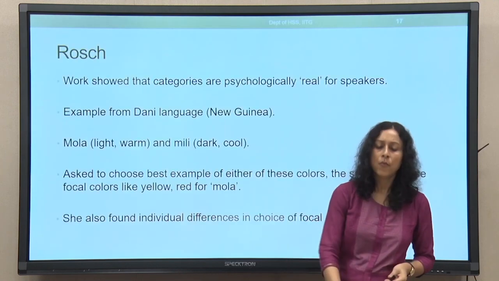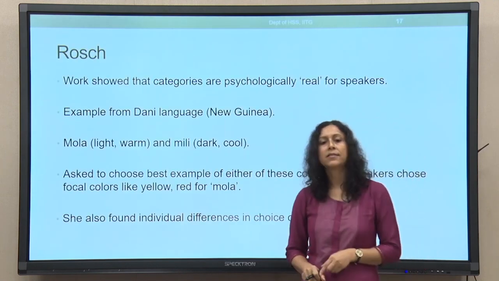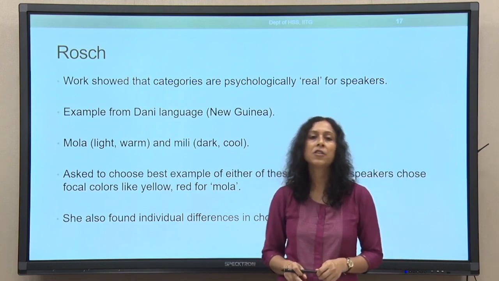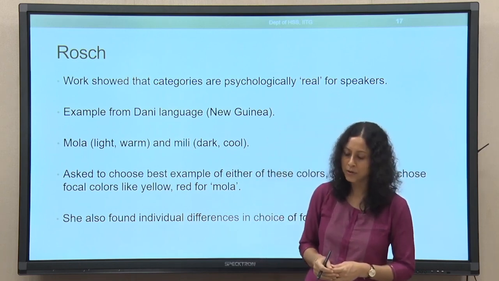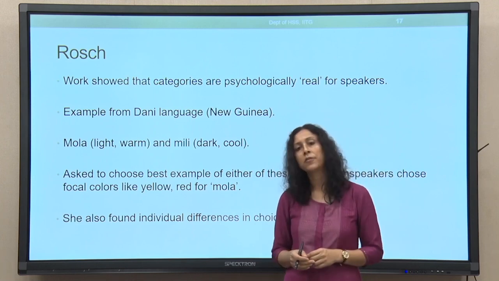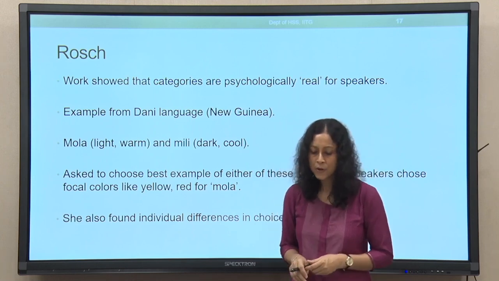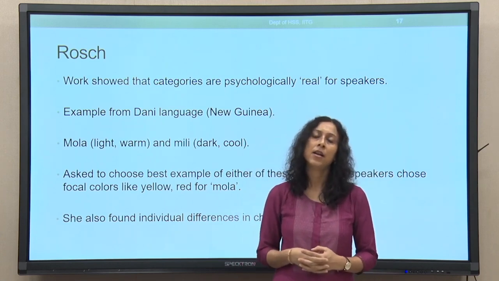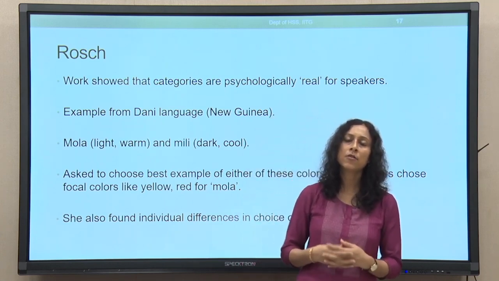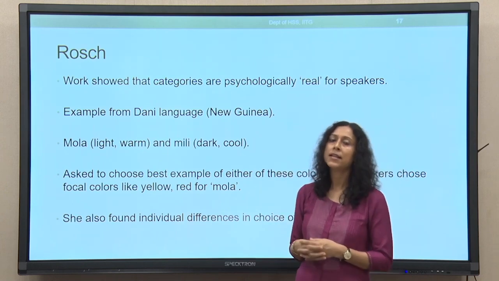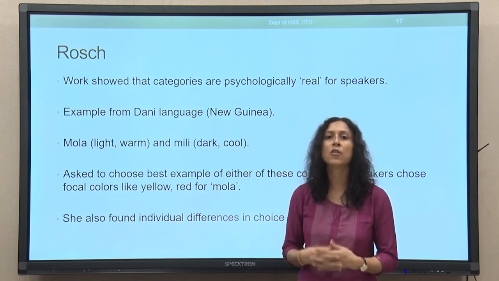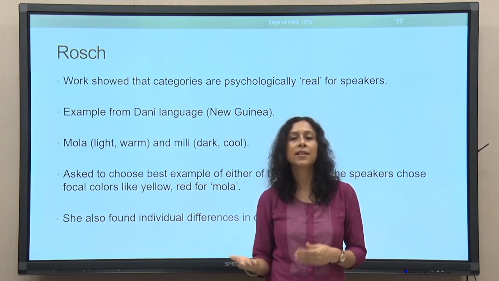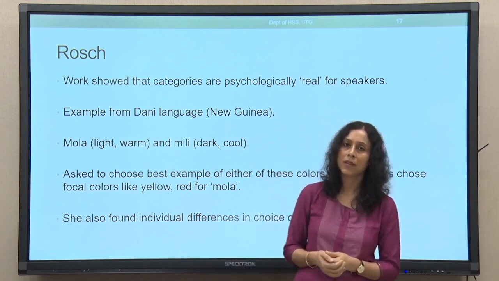Then after Wittgenstein, we have Eleanor Rosch, and she and her group have contributed immensely in this particular domain of understanding from a cognitive psychology perspective. So, her work showed that categories do not always share all the properties, and they even have some psychologically real aspect for the speakers.